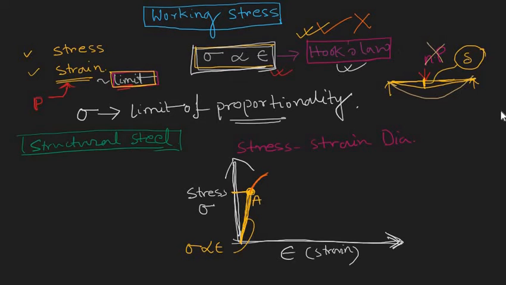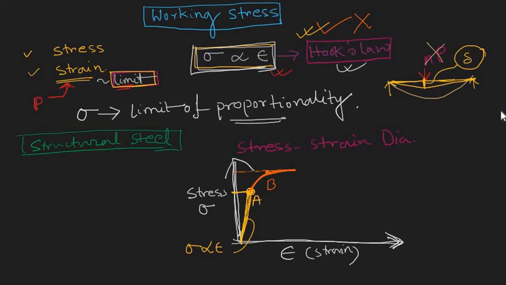Okay, it becomes curved, and now we have reached a point. Let's say this is B. At this point, what will happen if you again increase the load? The stress is not increasing much, but your deformation is too much compared to the increment in stress, and this point is known as the yield point.